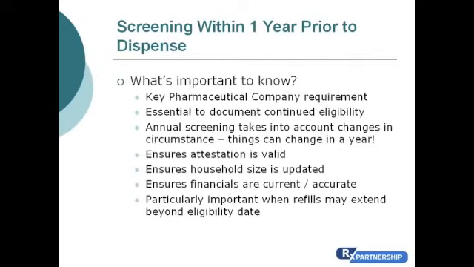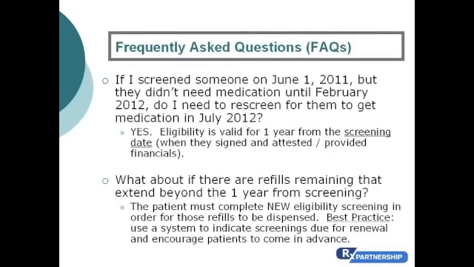So I mentioned those frequently asked questions. I'm going to get into some of those, and certainly if any of you have specific questions, please type them in. Just as an example, if you screened someone in June of 2011, but they didn't actually need medication, didn't have a fill until February of 2012, do I need to rescreen them for them to get medication in July of 2012?